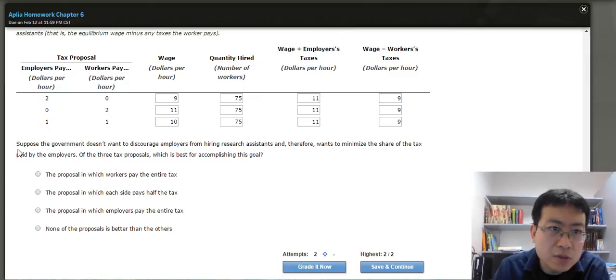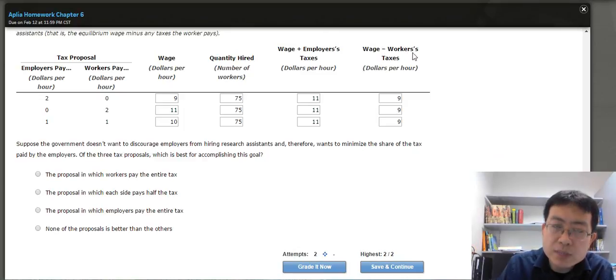And then the next part of the question: suppose the government doesn't want to discourage employers from hiring a research assistant, and therefore wants to minimize the share of tax paid by the employer. Of the 3 tax proposals, which is best for accomplishing this goal? Now if you notice, for every single case over here, our number of hires is the same, 75, and the wage plus employer tax and wage minus worker tax are all the same. So it doesn't matter which one you use, the end result will be the same. So the answer for this one should be that none of the proposals is better than the other.